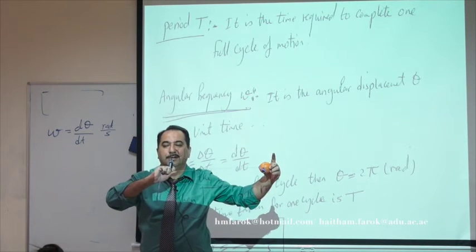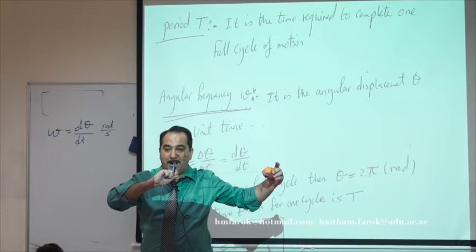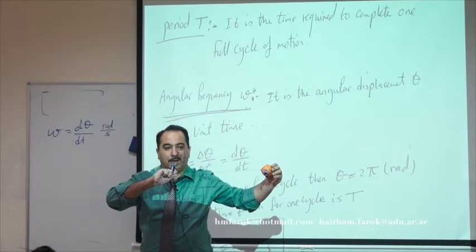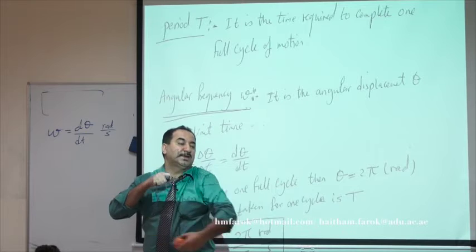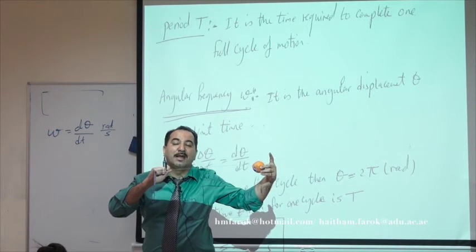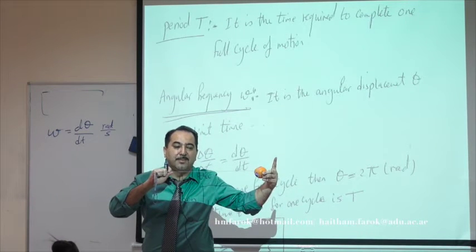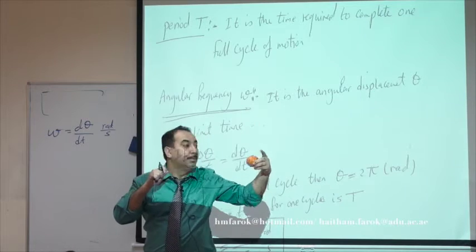Don't use degrees. 2 pi rad. Okay, 2 pi. That's the displacement, yeah? How long did it take? What is this time? What do you call this time? Period.